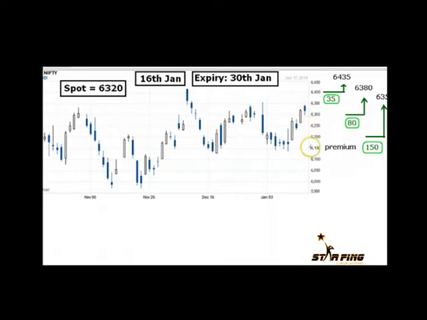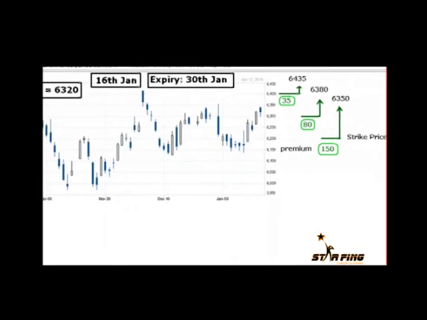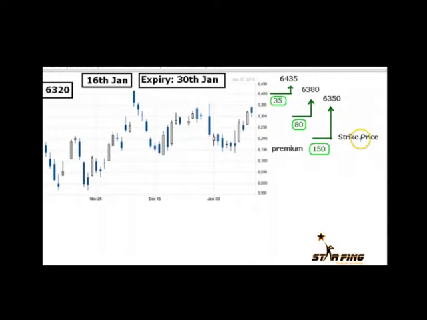Like you see in the graph, the last candlestick shows that the market is at 6320, where I've marked the spot price as 6320. And today the date is 16 Jan, or the prices I'm using are as on 16 Jan. The expiry for the month of Jan is 30th Jan. So I've drawn values of 3 contracts on the right here.